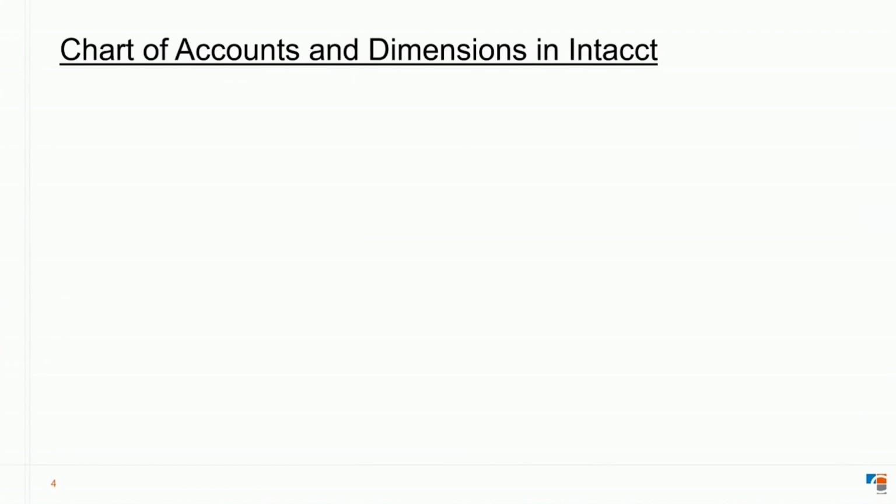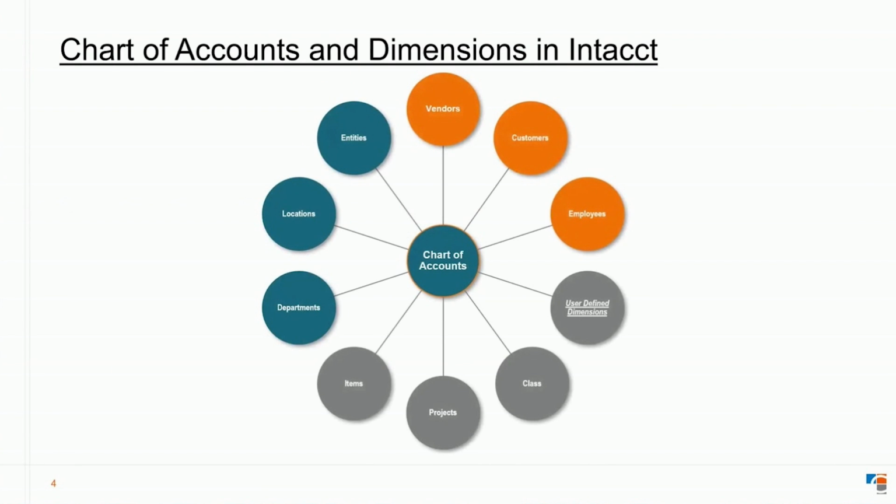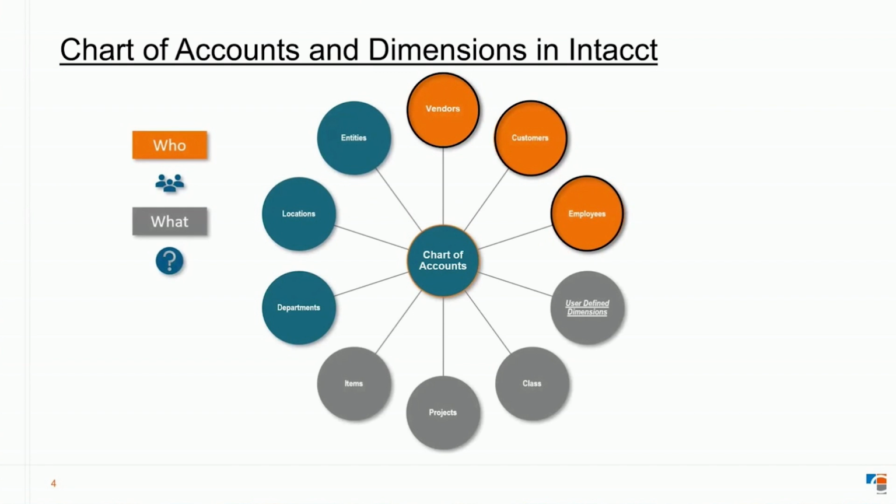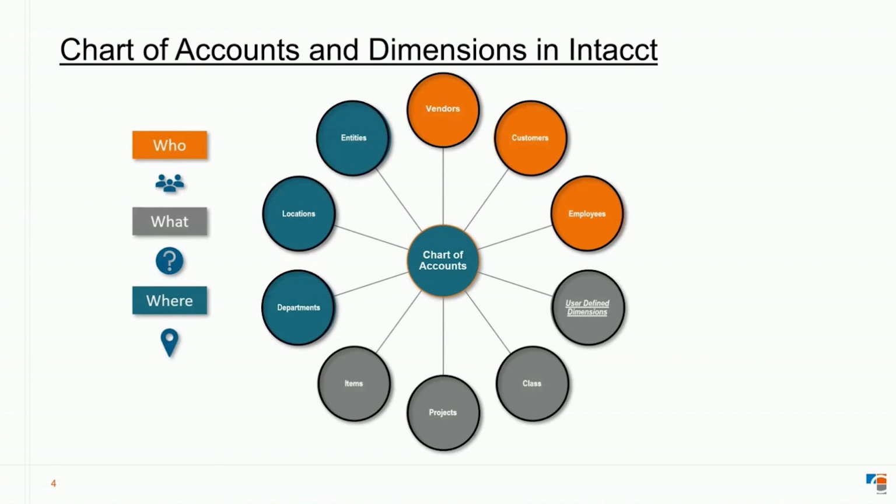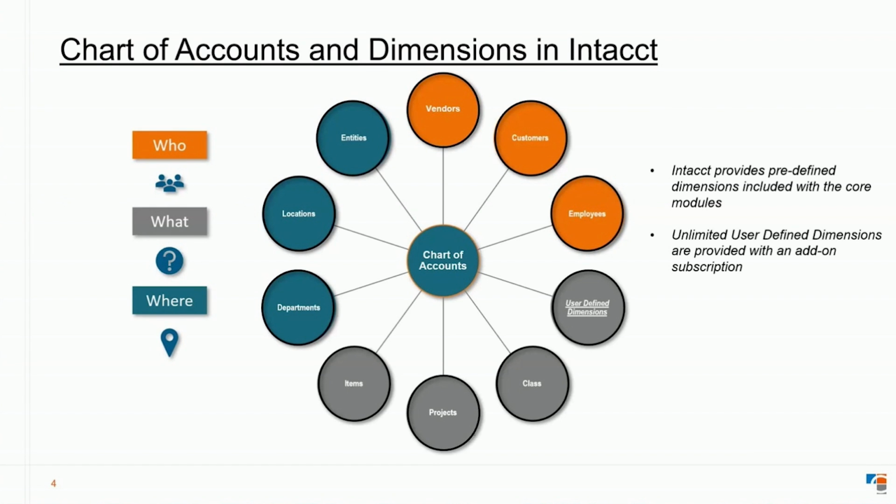So let's take a look at how Sage Intacct chart of accounts and dimensions can help track that. At the center of Sage Intacct is its flexible chart of accounts that is used for all entities across the platform. So you have your who: vendors, customers, employees. Not all of our family offices use customers. You have the what: items, projects, class, and even a user-defined dimension. Again, you might use all three. You might just use two of these. And then there's the where: the entities themselves, locations, and departments. All of these can be combined across your reporting to give you more detailed insights of your data.